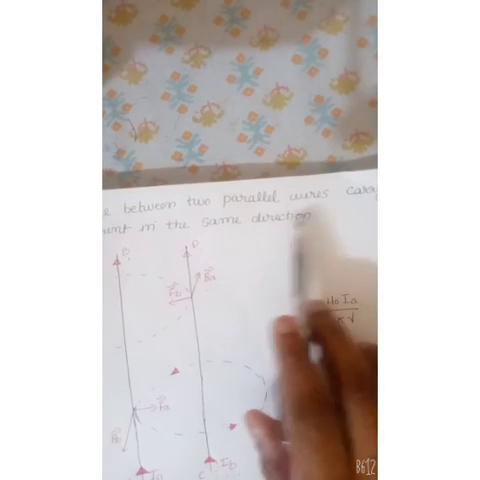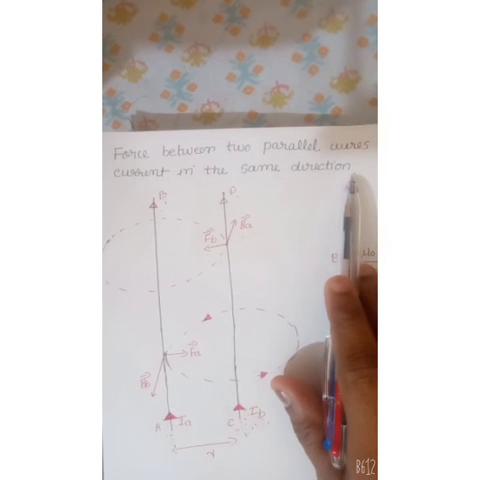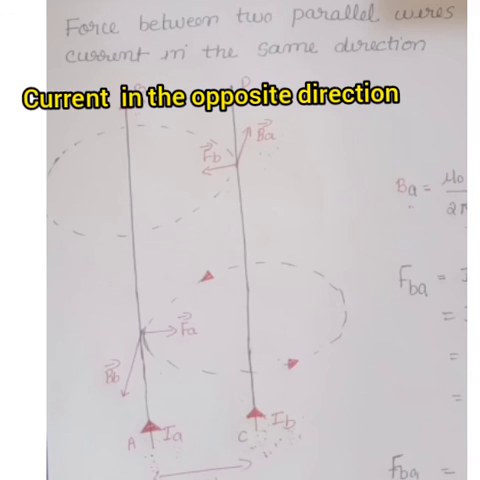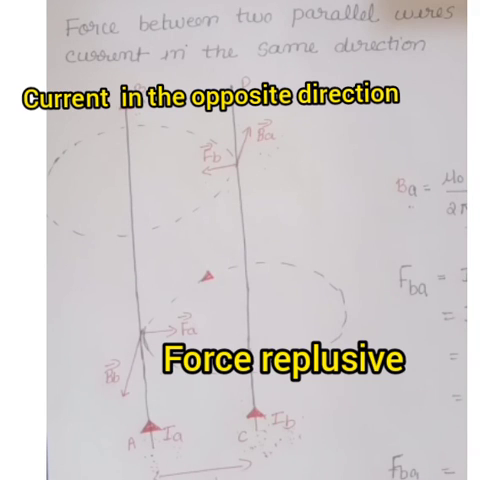What if the question is the force between two parallel wires carrying current in the opposite direction? That means IA and IB are in the opposite direction. The equation will be the same. If the currents are in the opposite direction, then the force exerted by the conductors is repulsive.